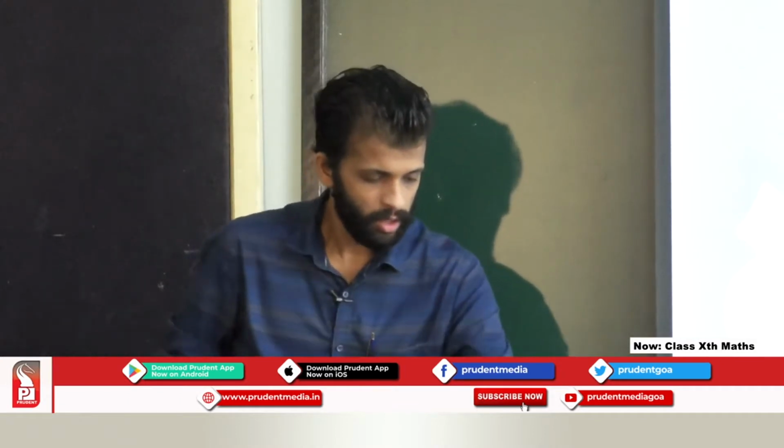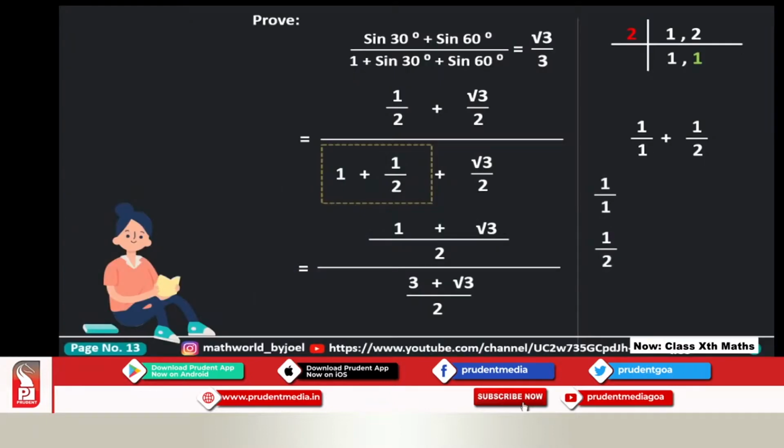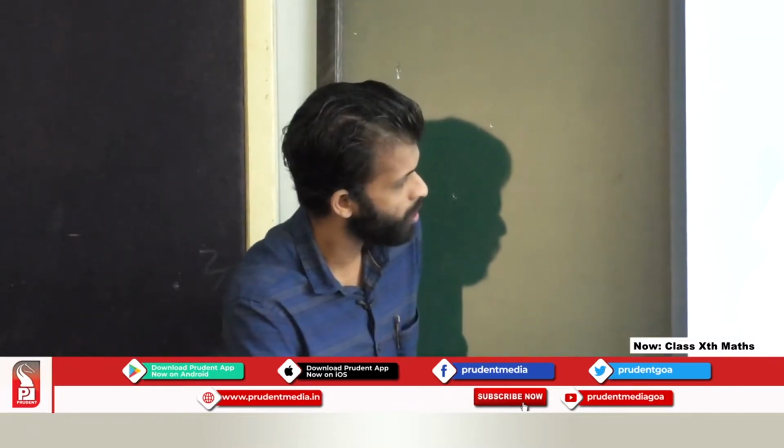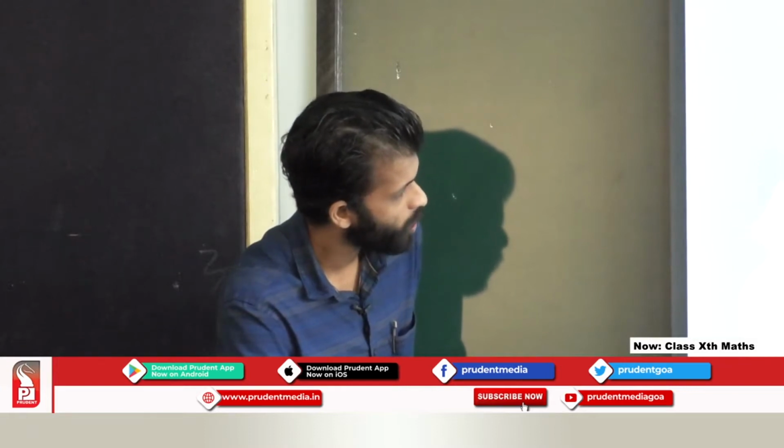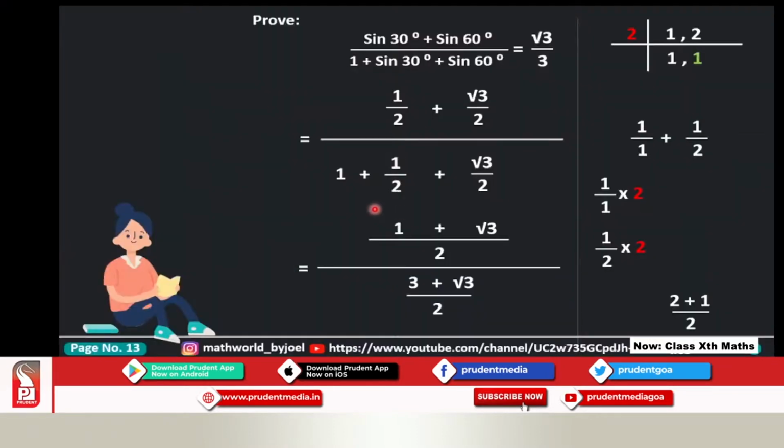Once I do that, I will take both the fractions and multiply 2 to it. So 1 upon 1 multiplied by 2, 1 upon 2 multiplied by 2. So let's do that. And then I will get 2 multiplied by 1 is 2, and in the second case 2 and 2 will get cancelled. What I will get is 1. So I will get it as 3 upon 2. That is how I have written 3 in this step. So in this place over here, you get 3 only because of this step.